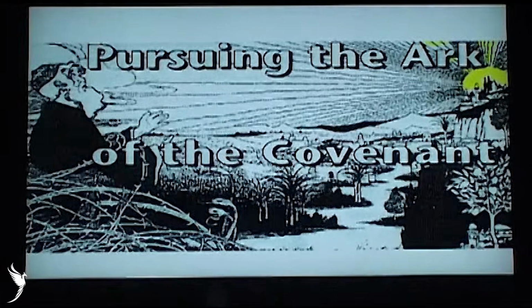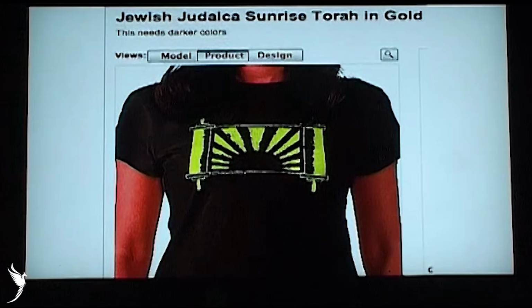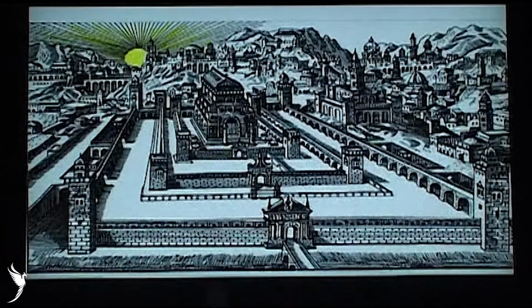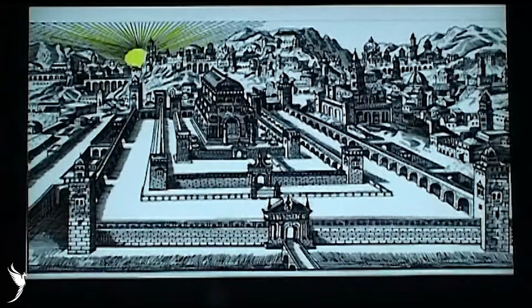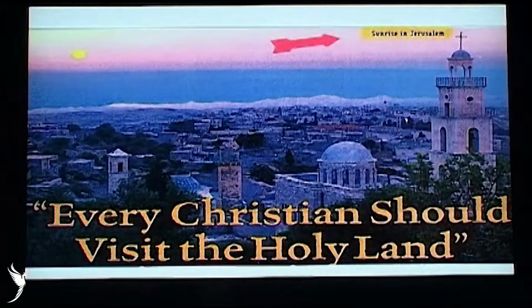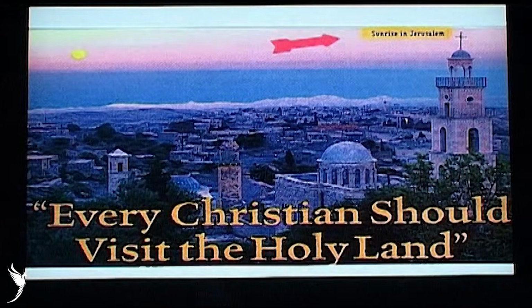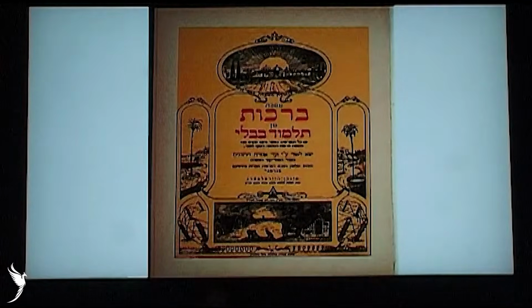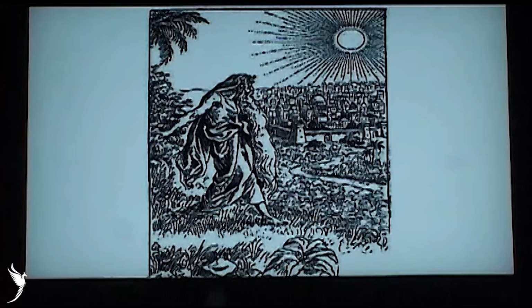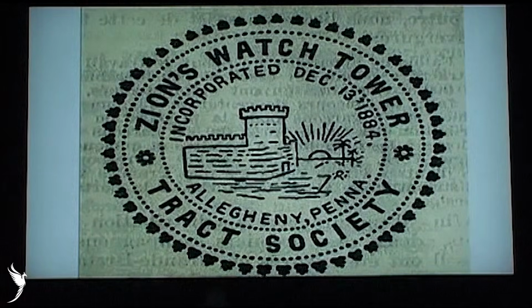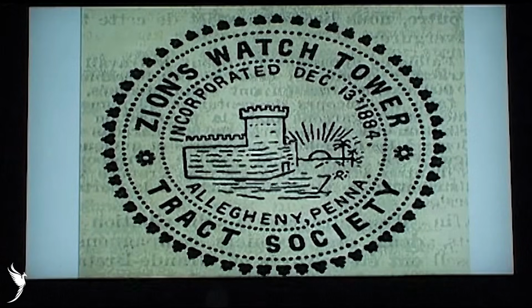The Jews use the sun rising over Jerusalem all the time. That's a very important symbol. Here we have sunrise in Jerusalem. There's a reason why the sunrise is important, because it's a symbol of the Illuminati, the illumination of the world by the illuminated minds.